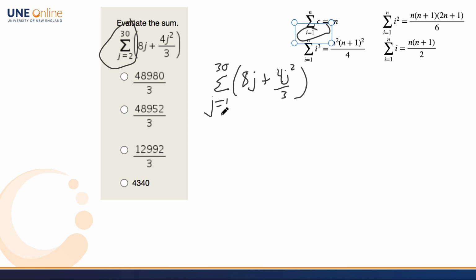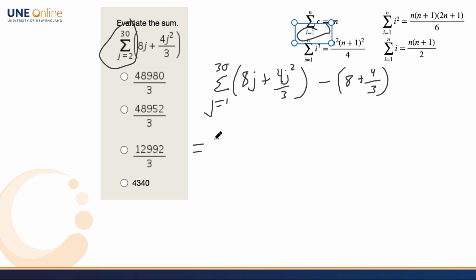But we can't just change it from j equals 2 to j equals 1. We have to keep it representing the same quantity. So what you want to do is subtract out what it equals when j equals 1. If you plug j equals 1 into the formula, you get this. Make sure you get the parentheses. You want to subtract it by the first term.